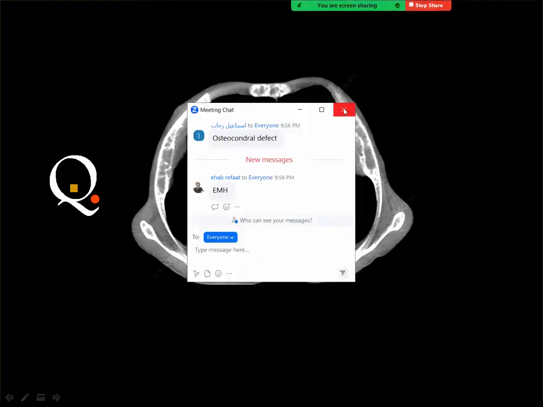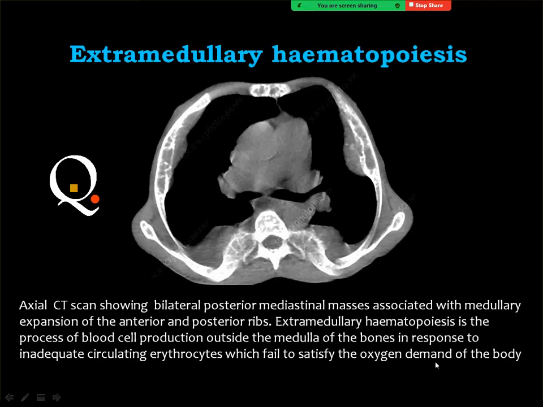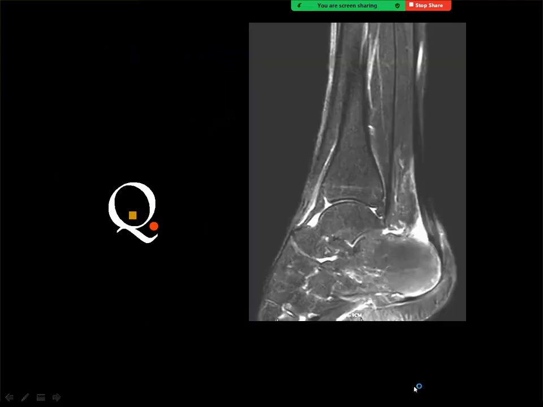Okay, and this is extramedullary hematopoiesis. The answer is right because there is evidence of marrow hyperplasia with expansion of the medullary cavity of the ribs associated with extraosseous soft tissue components representing the hematopoietic tissue of extramedullary hematopoiesis.